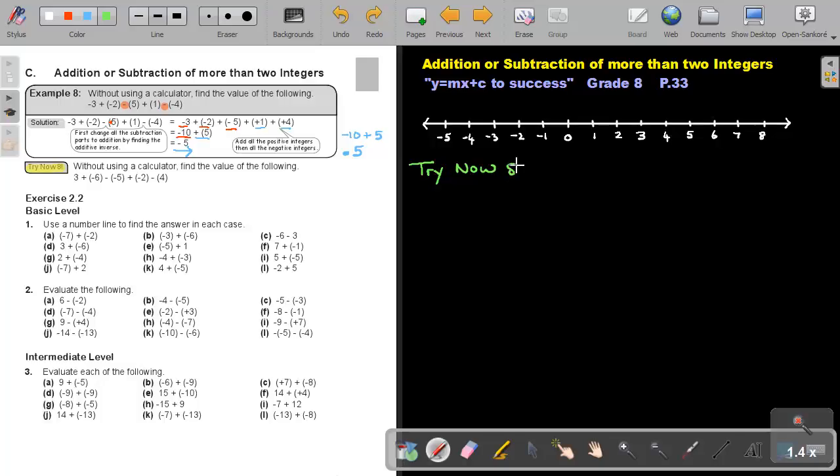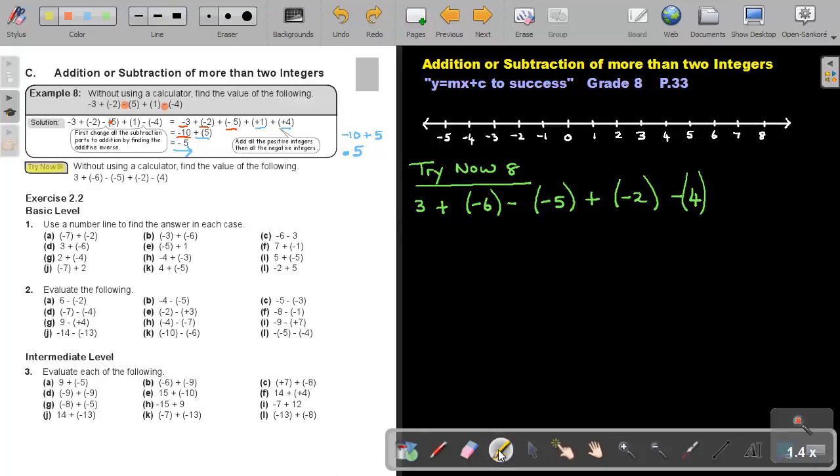Okay, let's look at Try Now 8. I'm first going to rewrite it as it stands there. Now just take note, and I'm going to show you more. Do you see there's a negative? That's a positive, and there's also a negative. So the positives I can actually just rewrite. So let's look, I'm just rewriting.